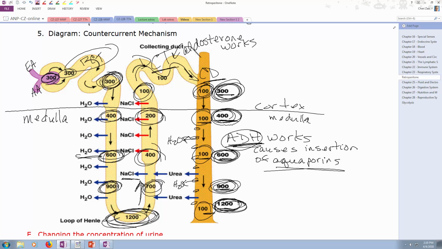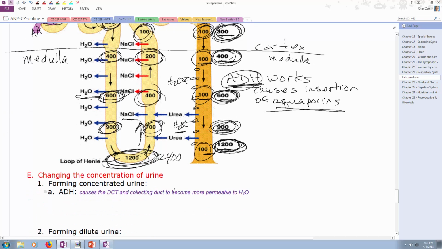Now, kangaroo rats have a more concentrated papilla or pyramid. They're at 2400 milliosmoles at the apex of their pyramids, and so they can double the osmolarity of the final product, which is the urine being produced. And by doing that, they have very little urine produced because the volume of water that is lost is low, because it's all reabsorbed because of the antidiuretic hormone effects.